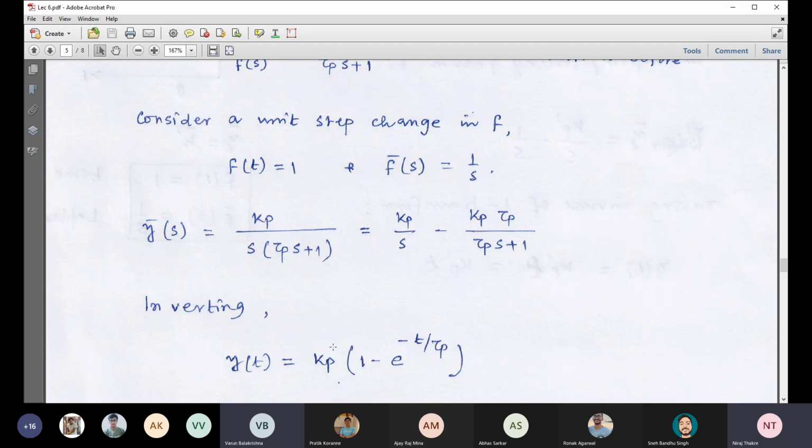You see, this is the expression. This is the equation for y in time domain, yt.